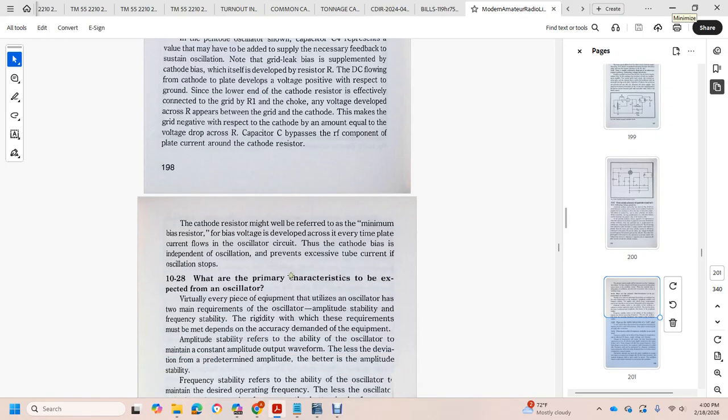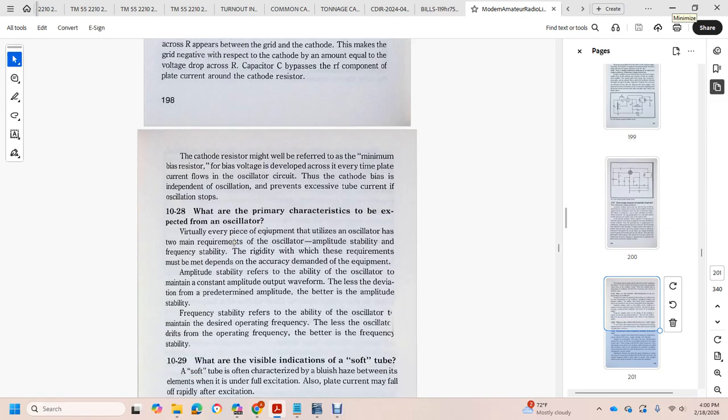The cathode resistor might well be referred to as a minimum bias resistor. The bias voltage is developed across it every time plate current flows in the oscillator circuit. The cathode bias, independent of oscillation, prevents excess tube current when the oscillation stops.